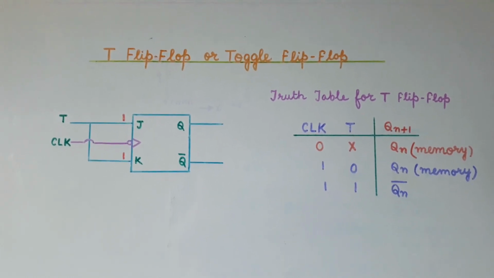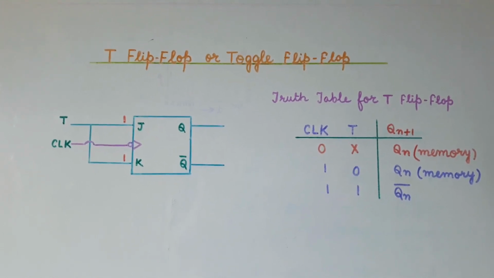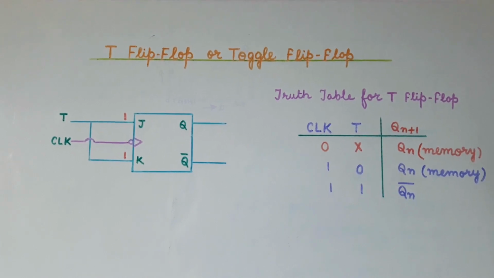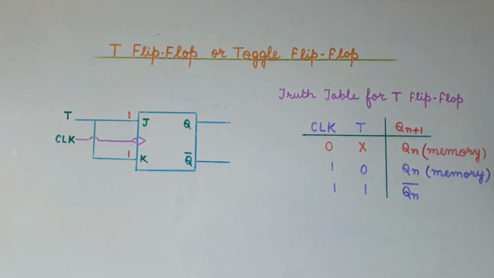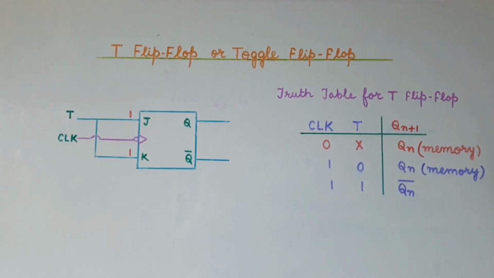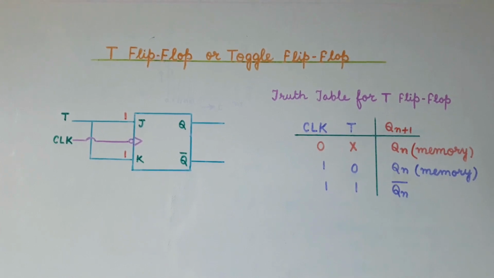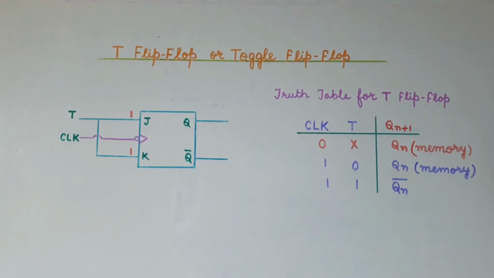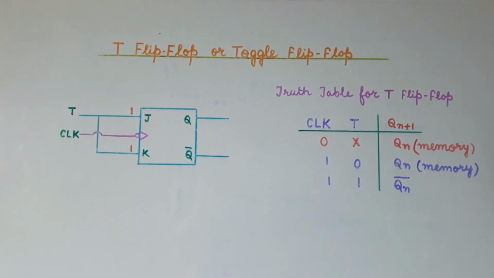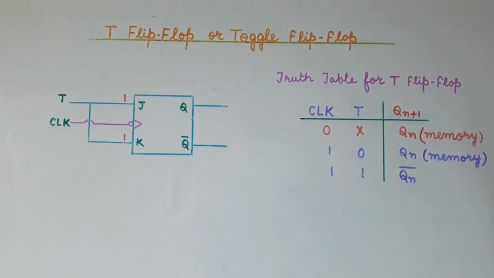Now suppose we want only toggling action. Then in that case, we will use a flip-flop which we call a T flip-flop. This T stands for toggle. So for this purpose, we will use a JK flip-flop to obtain the T flip-flop, just like we used a SR flip-flop to obtain the D flip-flop.